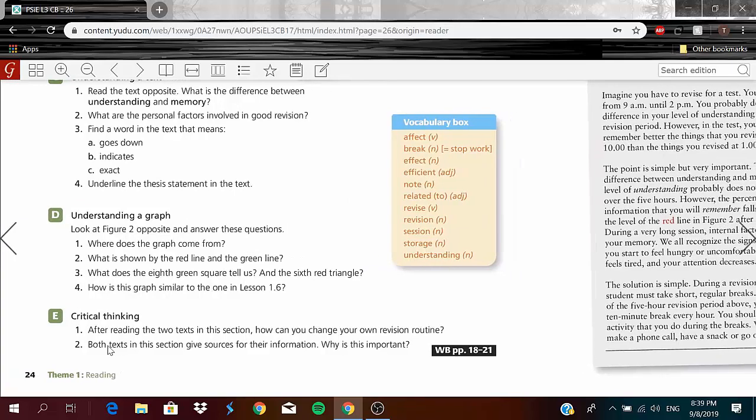And then we have E, critical thinking. After reading the two texts in this section, how can you change your own revision routine? And this will, again, be entirely up to you as a student. So after reading the two texts in this section, I would definitely change my routine to take a lot more breaks, because I kind of already do that. It's just that sometimes my breaks can be a little too long, and that's something that I'm working on improving.